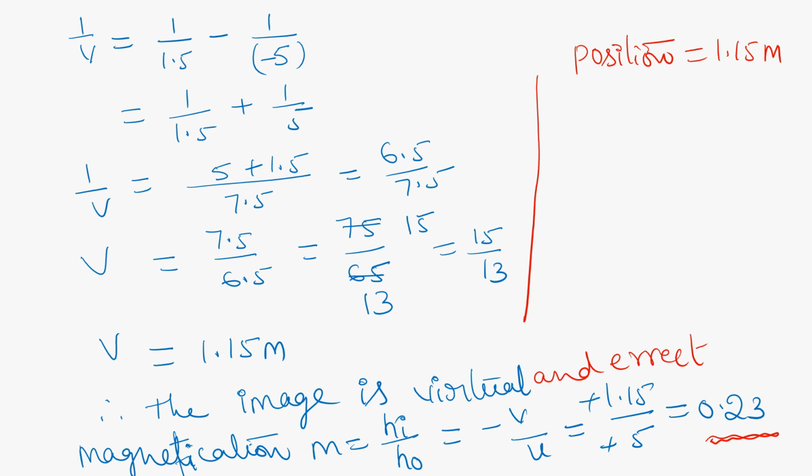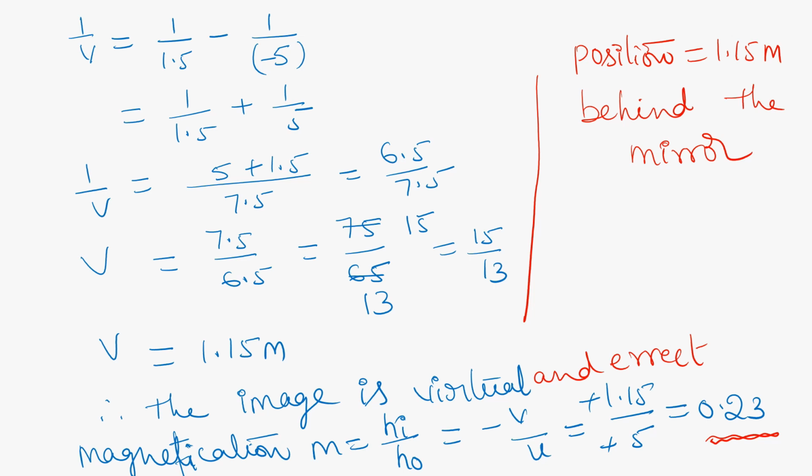magnification m is equal to 0.23, position 1.15 meters behind the mirror, and next the image is virtual and erect, and this is the nature, and therefore image is erect and smaller in size by a factor of 0.23.